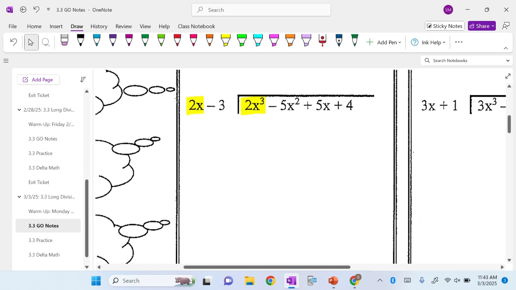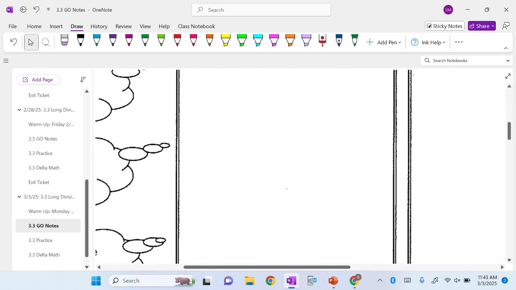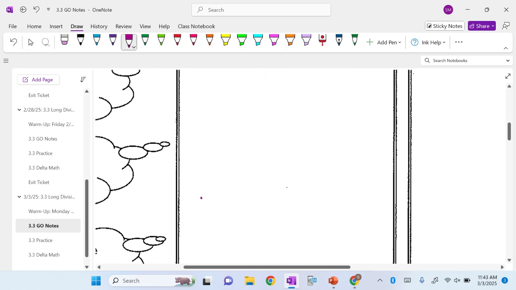We're dividing those two. So at the bottom, I'm going to write, and again, you want to write this at the bottom because you want space. 2x cubed divided by 2x. Well, what's 2x cubed divided by 2x give us?